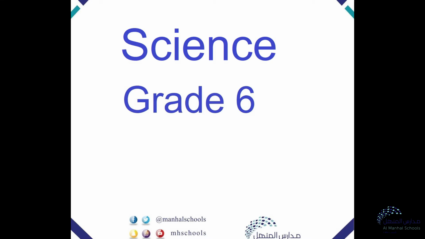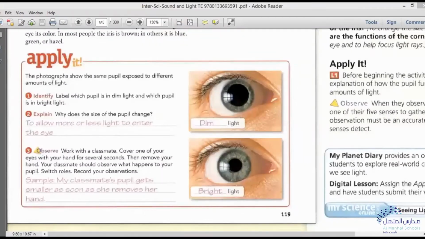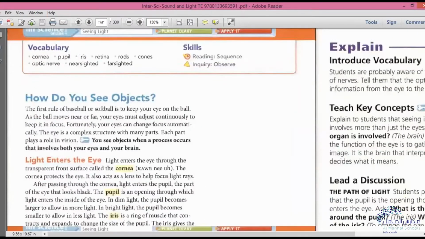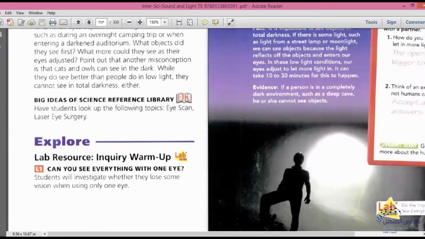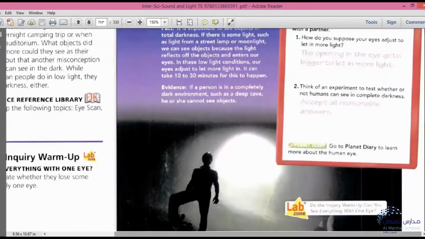People thought before that we can see because the eye emits light. But this is a wrong idea, because we can see because of light. When light falls on an object, the light reflects back into our eye and the eye helps us to see. Okay, in our book, page 118, it speaks about how vision happens.